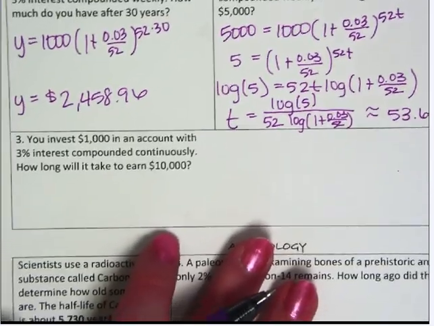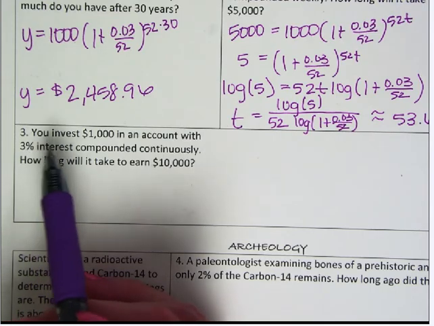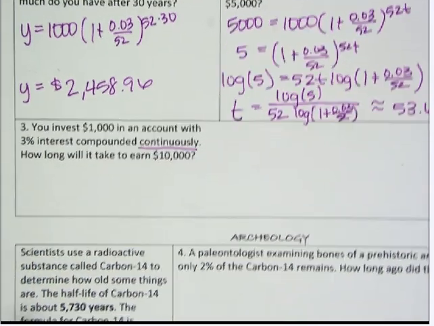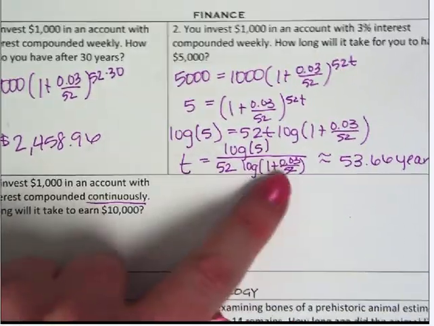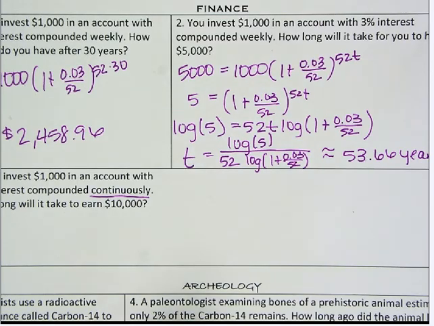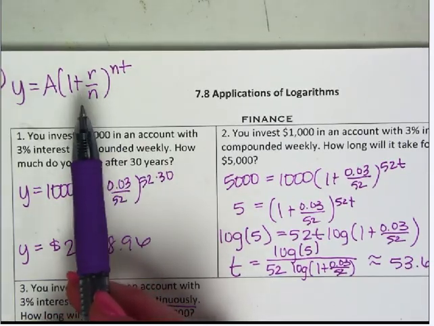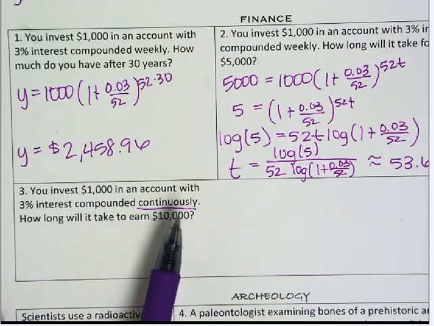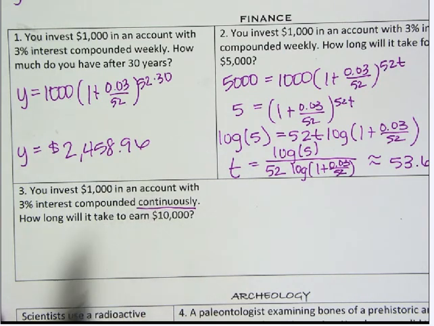All right, number 3. Same scenario where it's $1,000, 3%, but now we're compounding continuously. How long will it take to earn 10,000? So with 1 and 2, it was compounding weekly, and we could use this formula if it was semi-annually, monthly, daily, weekly, hourly. But this idea of continuous harkens back to what we watched on Thursday with the nonstop, like every second compounding.